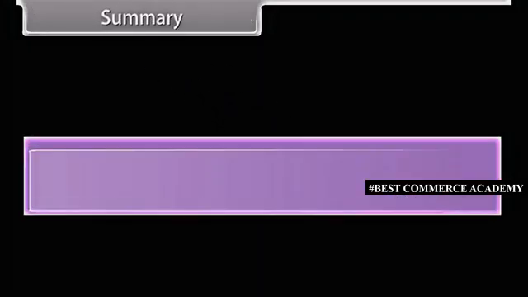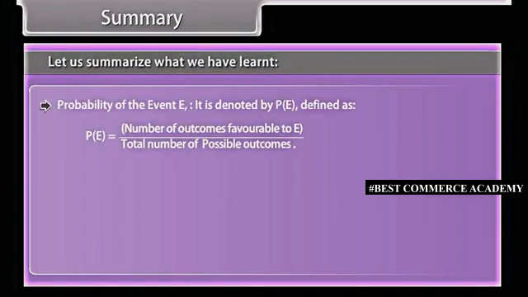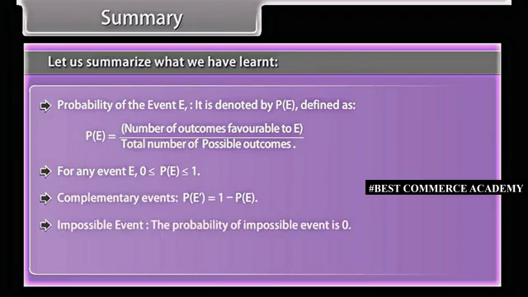Summary. Let us summarize what we have learned. Probability of the event E is denoted by P(E), defined as P(E) equals number of outcomes favorable to E by total number of possible outcomes. For any event E, 0 less than or equal to P(E) less than or equal to 1. Complementary events: P(not E) is equal to 1 minus P(E). Impossible event: the probability of an impossible event is 0. Sure event: the probability of a sure event is 1.